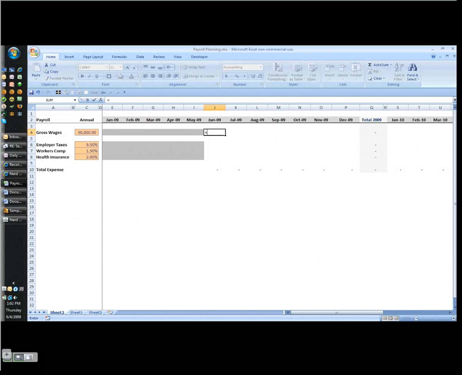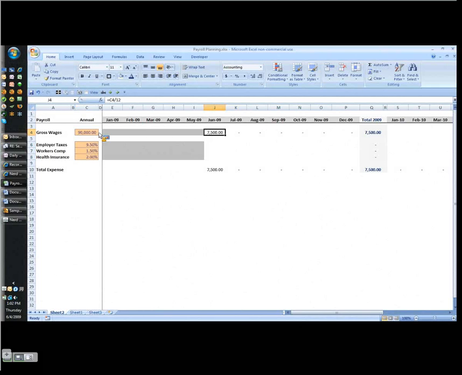So let's take the annual salary now. I type an equal sign. I'm in the June column. And I want to take the annual salary and divide it by 12. And that gives me a monthly salary of $7,500, gross salary. Now I want to copy this over to the right. I don't want to keep rewriting formulas, but there's a problem. It gives me zeros when I do that.